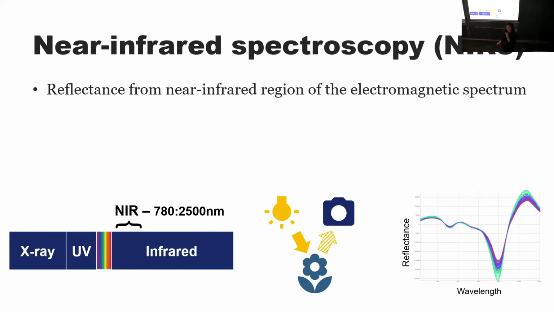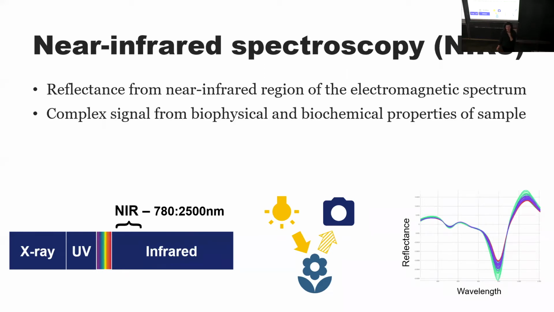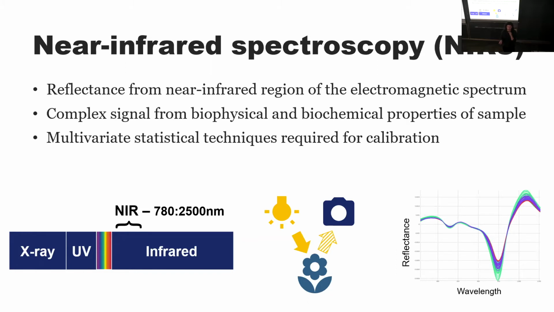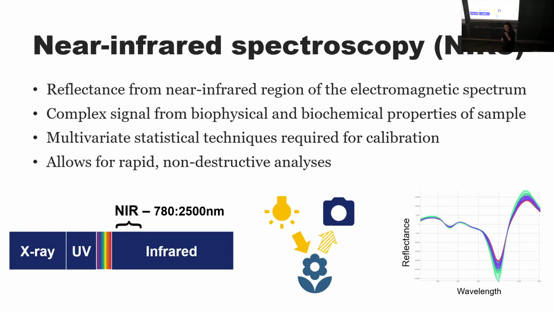And so this is what cassava looks like when you scan it with a near-infrared spectrometer. So we see reflectance on the y-axis and wavelengths on the x. And this tells us about the chemical and physical properties of the sample that was scanned, but the signal that comes back is complex. And so it requires multivariate statistical techniques to decipher what's actually going on. But once you have models calibrated for the traits of interest, you can measure these traits quickly and non-destructively.